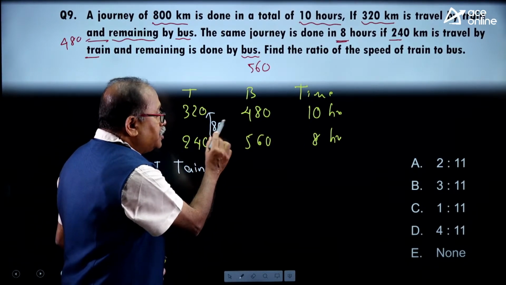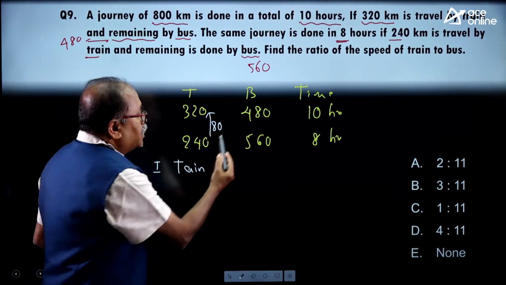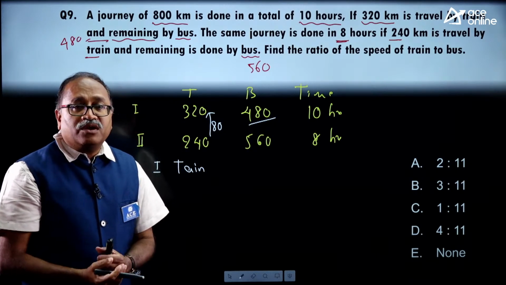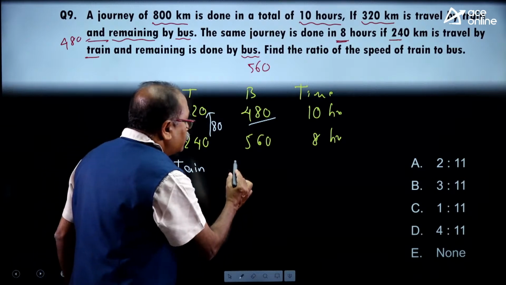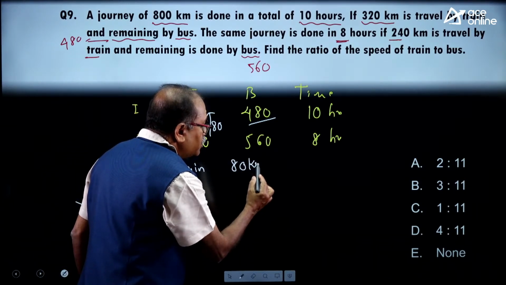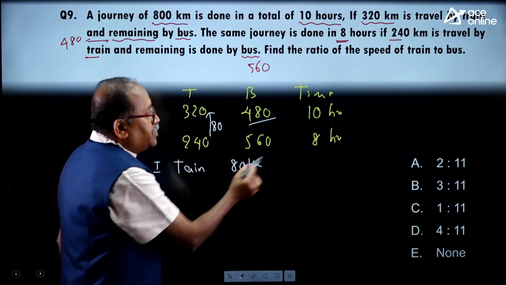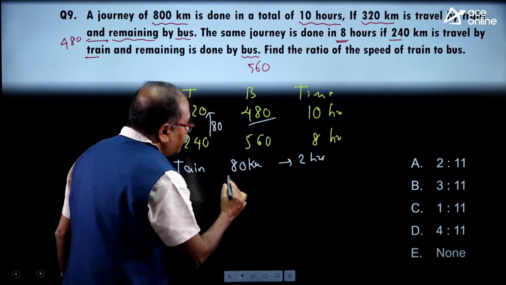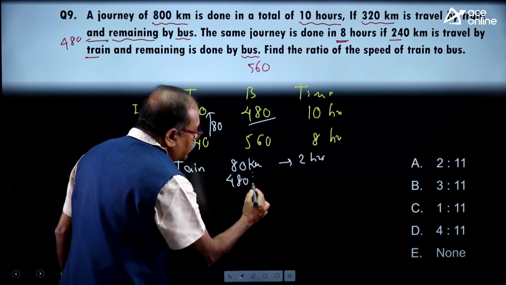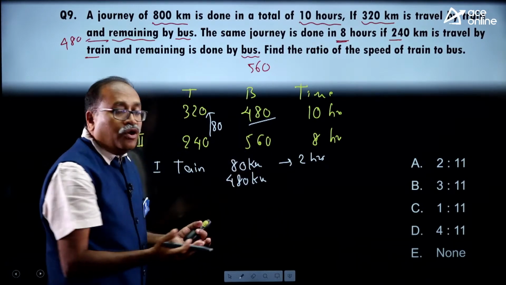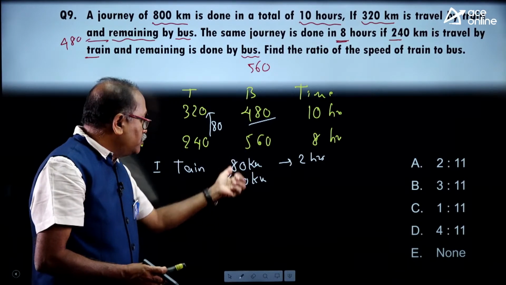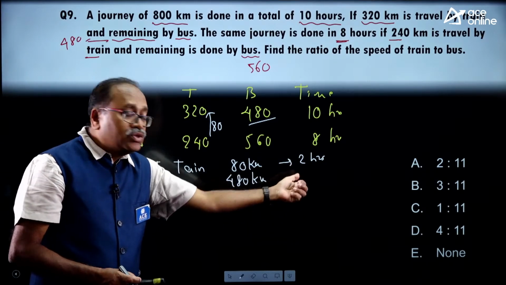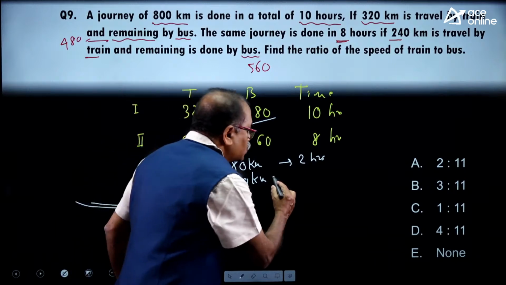So for 80 kilometer, if 2 hours extra, then for 480 kilometer, how many hours extra? So let's write this down in the figure. For 80 kilometer traveling by train, if it takes 2 hours extra, then for 480 kilometer traveling by train, how many hours extra? Did you notice that this is 6 times, 6 8s are 48. So here also it should be 6 times, 6 into 2, that's 12.